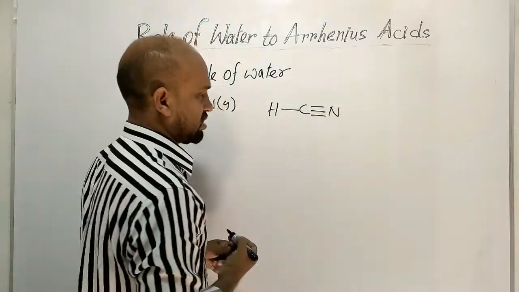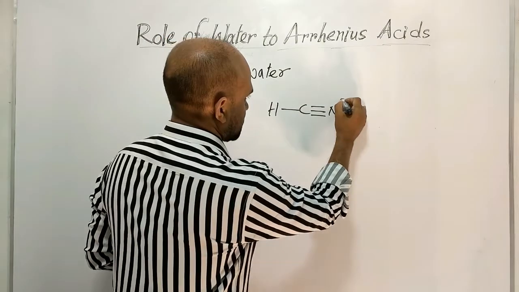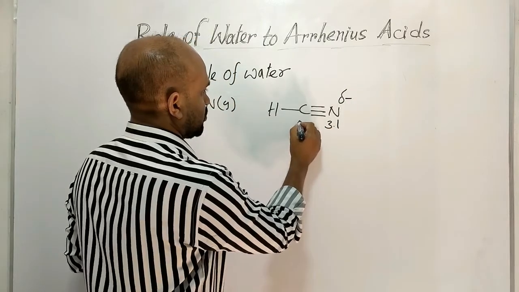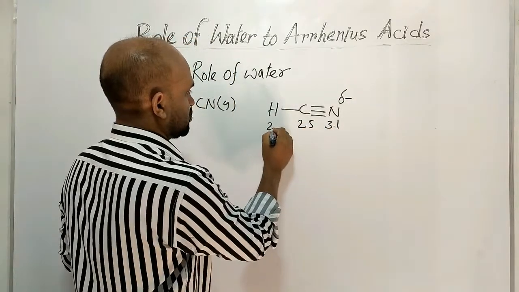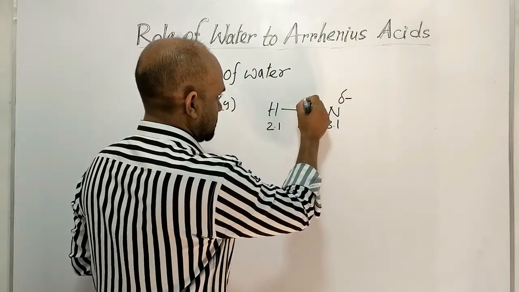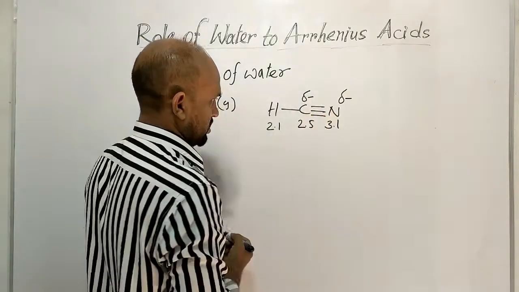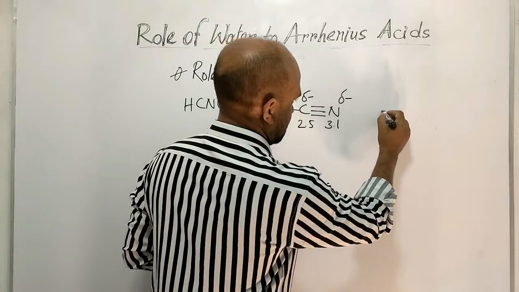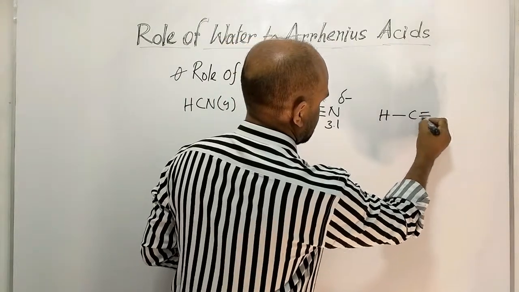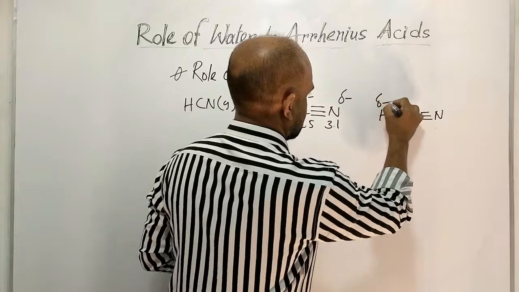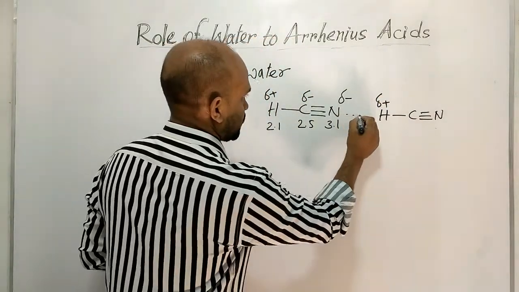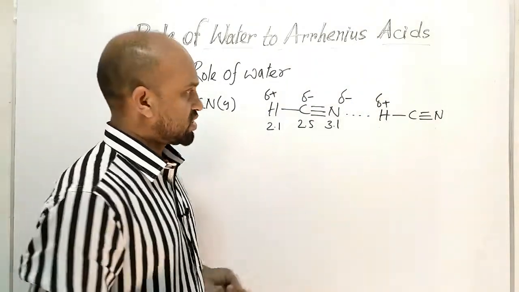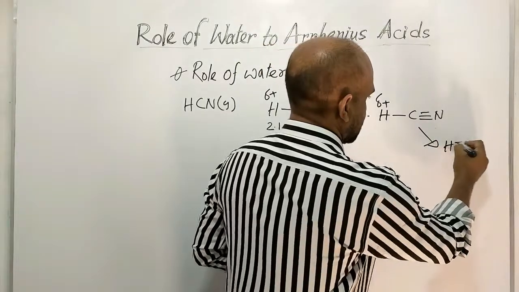This is the structure formula of hydrogen cyanide. Here nitrogen gets negatively charged because its electronegativity is 3.1, carbon 2.5, hydrogen 2.1, and this becomes negatively charged as well, and hydrogen becomes positively charged. Another hydrogen cyanide, it becomes positively charged. So attraction force is originated between hydrogen cyanide molecules, but no way to produce protons.